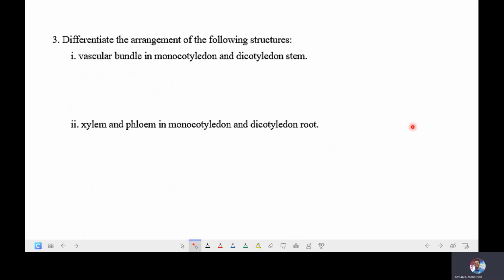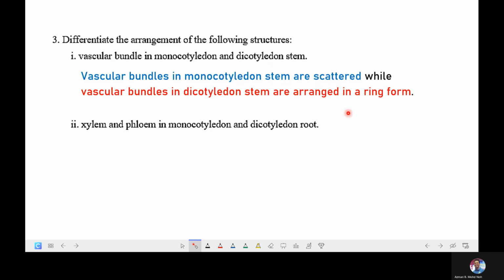Okay, move on to question number 3. Differentiate the arrangement of the following structures: the arrangement of the vascular bundles in the monocot and also in the dicot stem. As I have told you just now, the vascular bundles in the monocot stem will be scattered. Meanwhile, the vascular bundles in the dicot stem will be arranged in a ring or in a circular pattern.